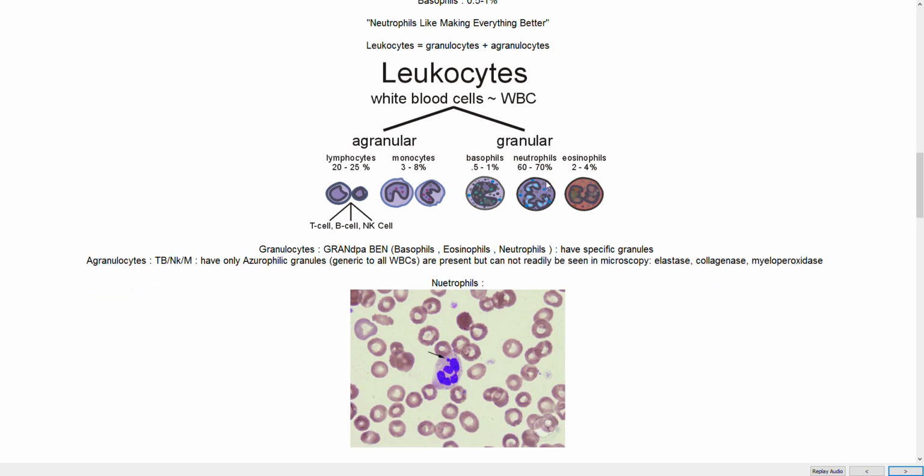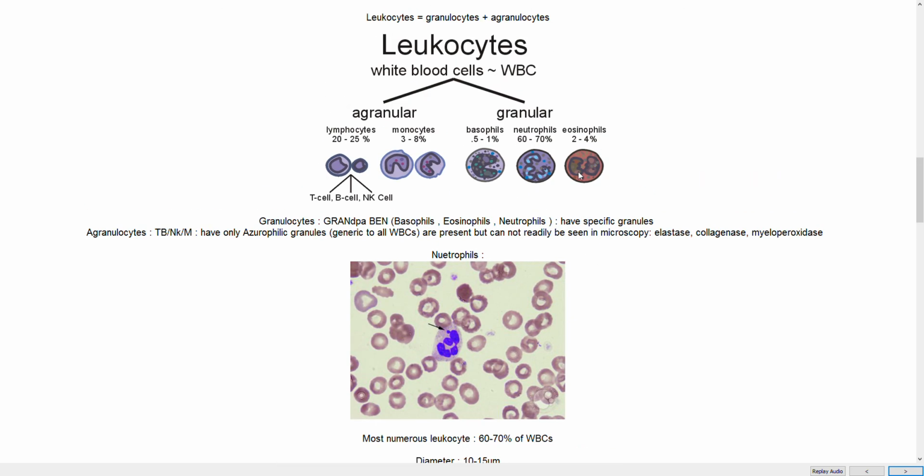Next, we're going to be talking about the different types of leukocytes. So there are two main categories, granulocytes and agranulocytes. The main difference is that granulocytes contain specific kinds of granules that differentiate them with specific functions. All of these leukocytes contain something called azurophilic granules, which are nonspecific, and they are found in all white blood cells.